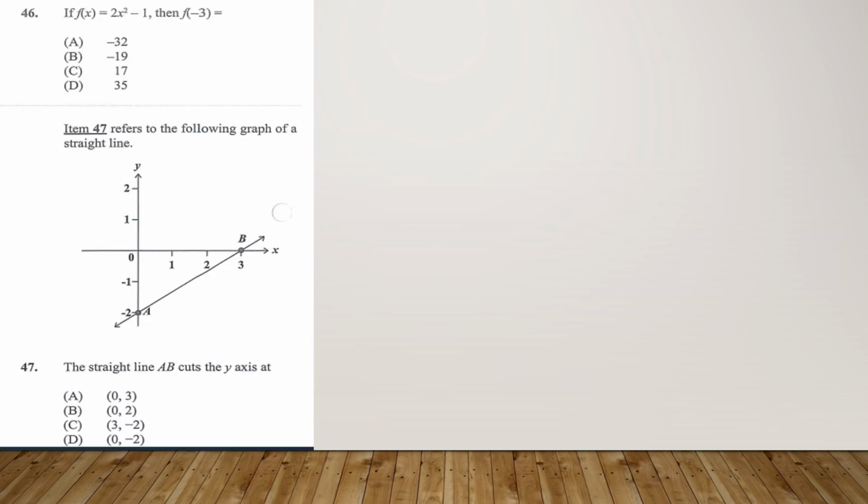Here we have question 46. And it says, if f of x is equal to 2x squared minus 1, then f of negative 3 is equal to. Okay, so f of negative 3 is equal to, wherever you see x, you're going to substitute it with negative 3.